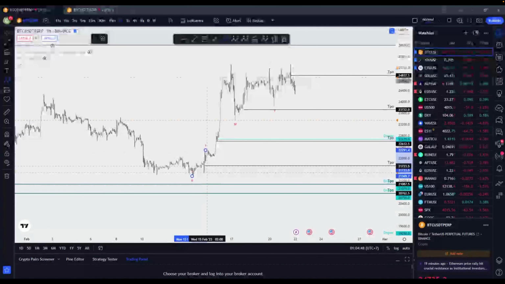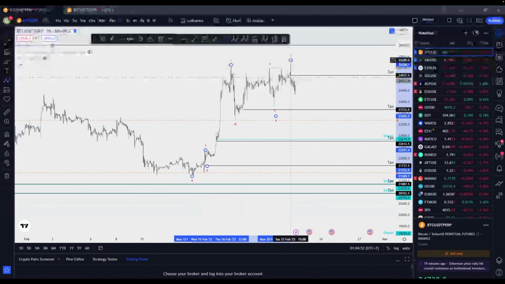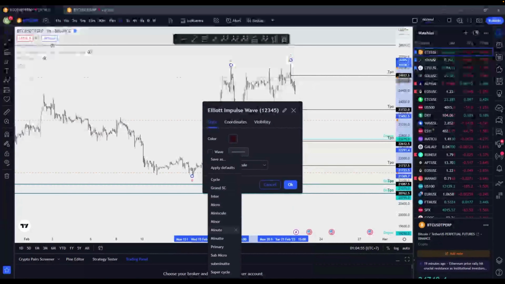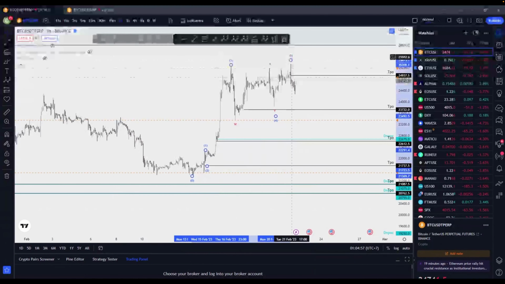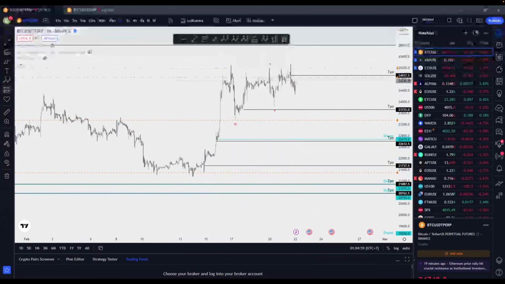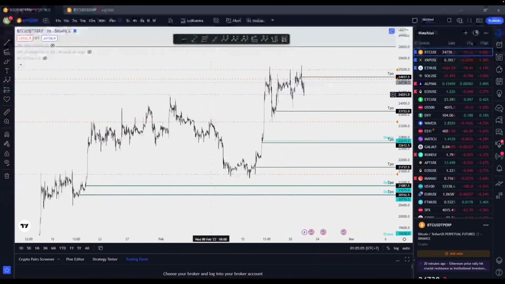Like maybe 1, 2 here, 3 here, 4 here, and then 5 out like that. Okay, something like that. Or this is not right, and then this has to be some sort of ending here, and we're looking for an ABC with this ending diagonal as a C wave, and then it's more likely a flat correction here.